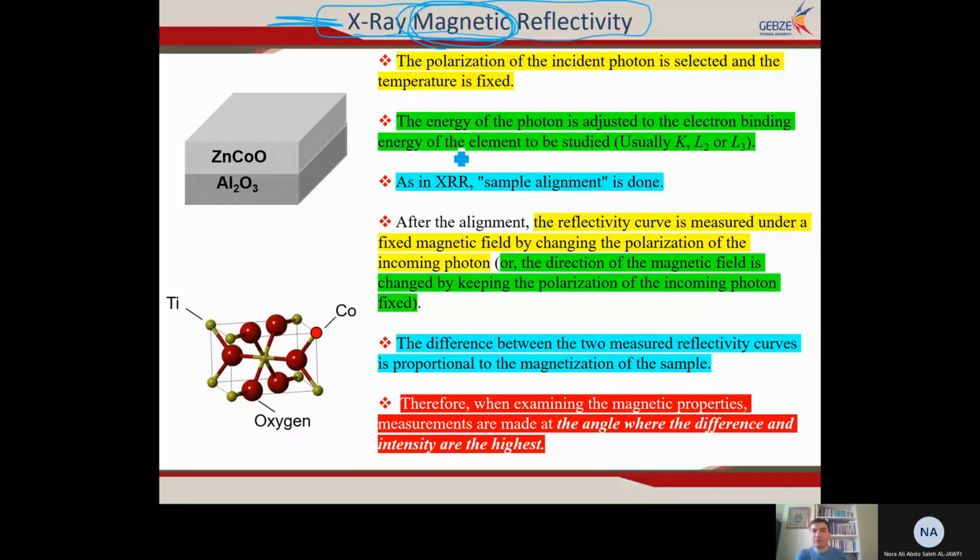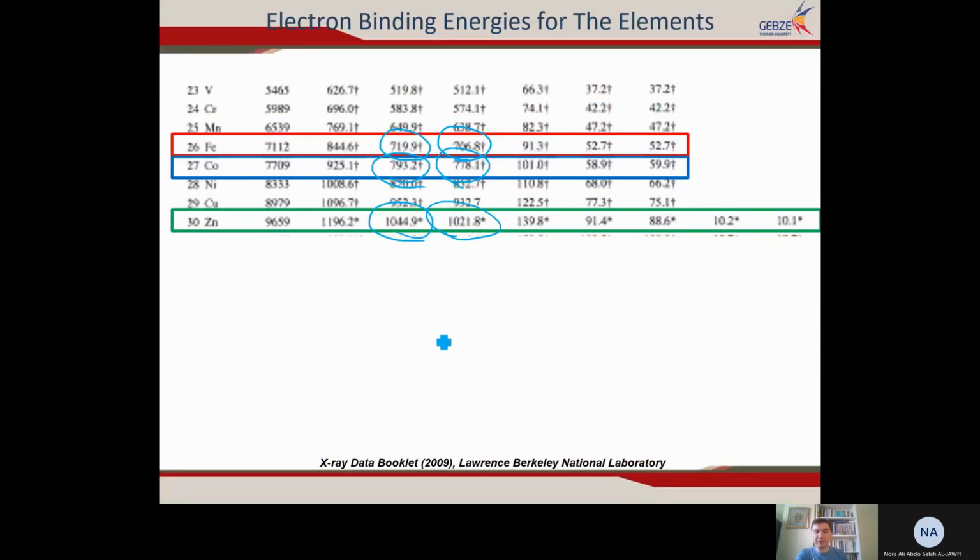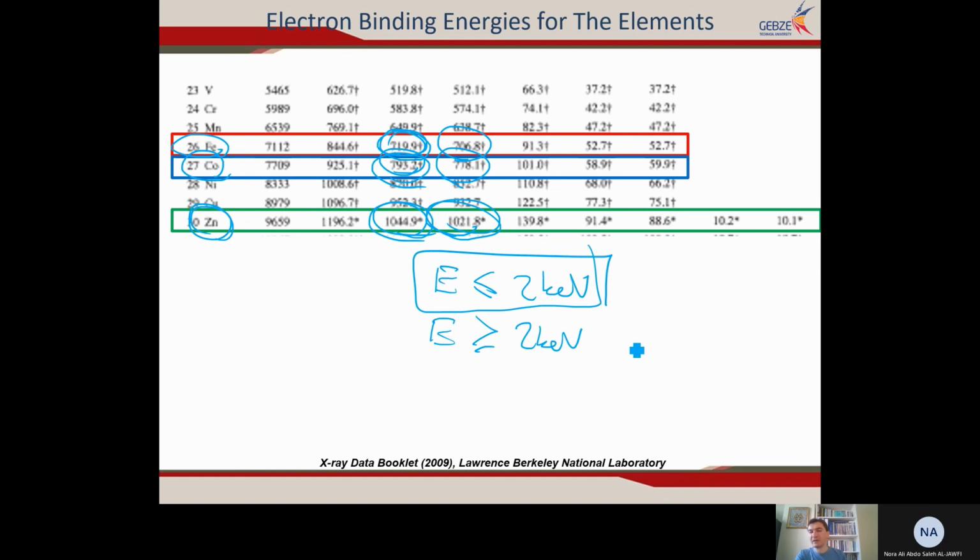Why? What is a hard X-ray? Hard X-ray means that we are talking about X-ray energies higher than 2 keV. And in case of soft X-rays, we are talking about energies lower than 2 keV, roughly, okay? Let's consider you would like to investigate iron or cobalt. Look at the binding energies: less than 1 keV, less than 1 keV. Look at zinc: the binding energy is around 1 keV. So we are talking about the soft X-ray range, okay?